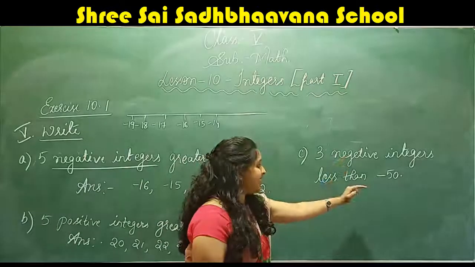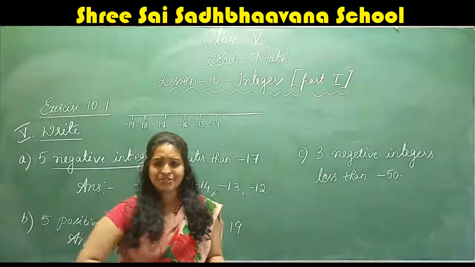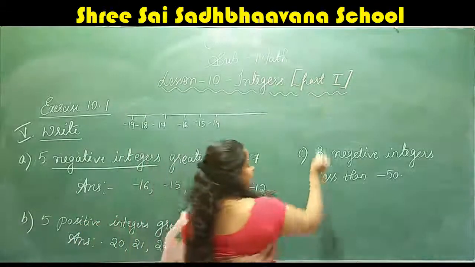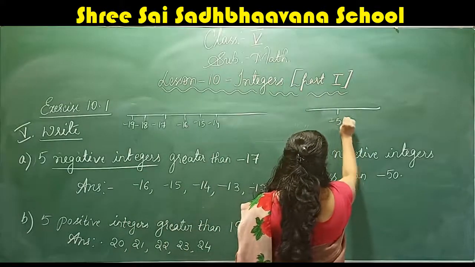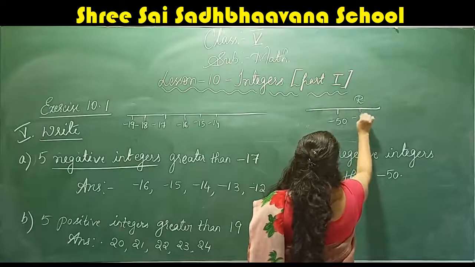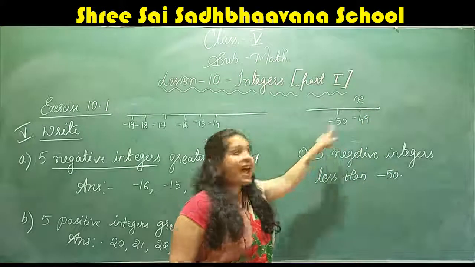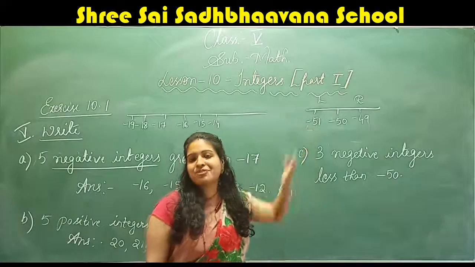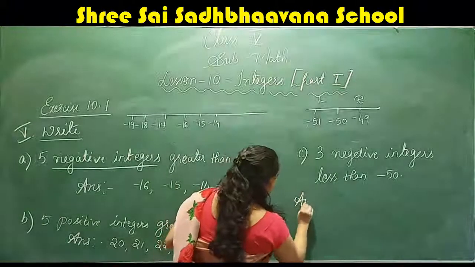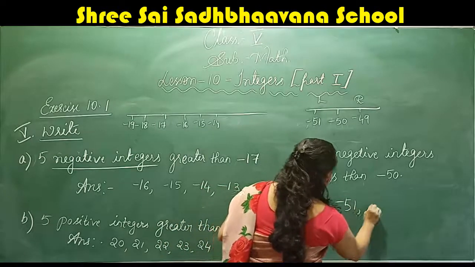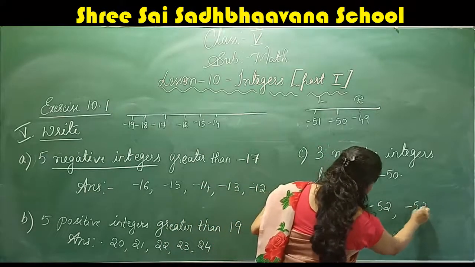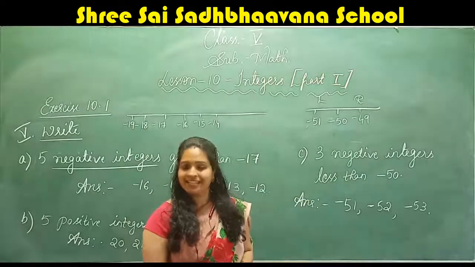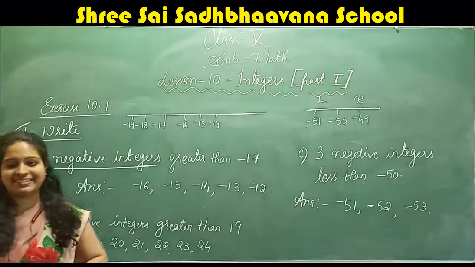3 negative integers less than minus 50. So here we have to write 3 negative integers which are less than minus 50. If you draw the number line, here comes minus 50. On the right side you will get minus 49, which is more than minus 50. And on the left side you will find minus 51, which is less than minus 50. So we have to write the answer: minus 51, minus 52 and minus 53. So these are the 3 negative integers which are less than minus 50. I hope you have understood the fifth main.